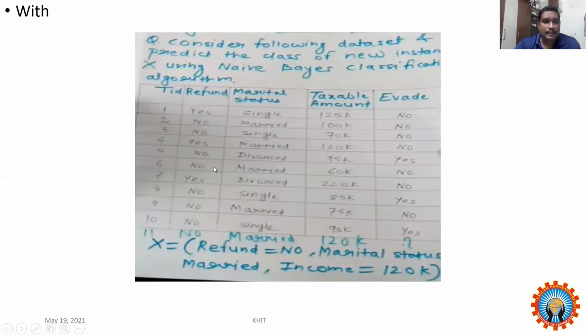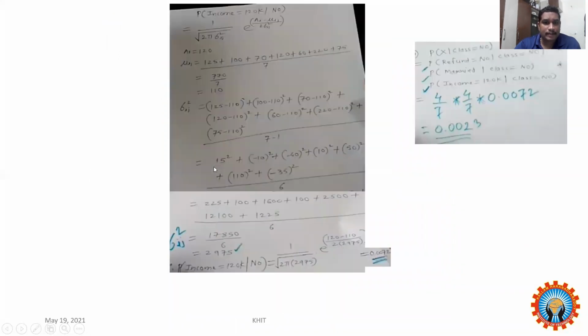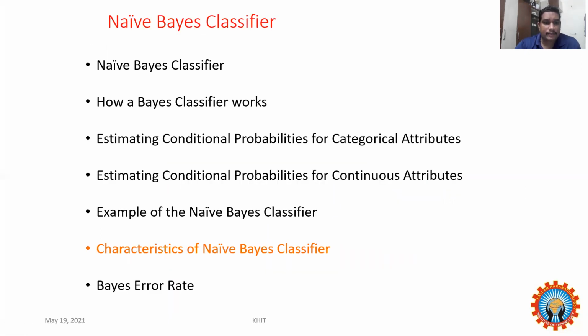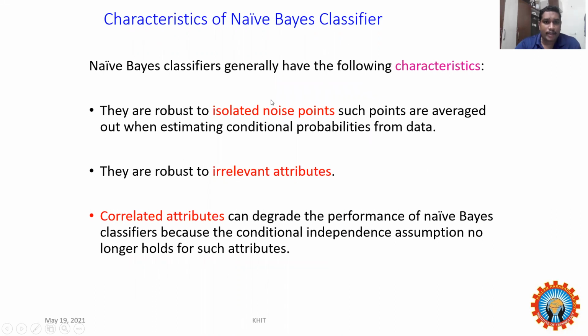Okay. Coming to the next session, we are starting with a topic called characteristics of Naive Bayes classifier. These two topics we will discuss in this session: what are the characteristics of Naive Bayes classifier, and what is Bayes error rate? The Naive Bayes classifier has the following characteristics.